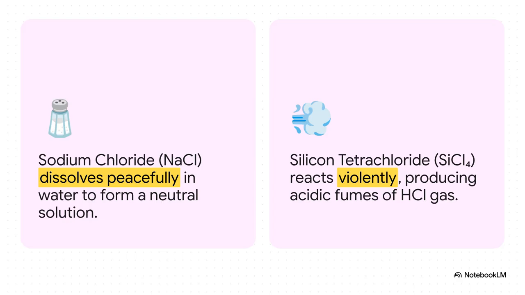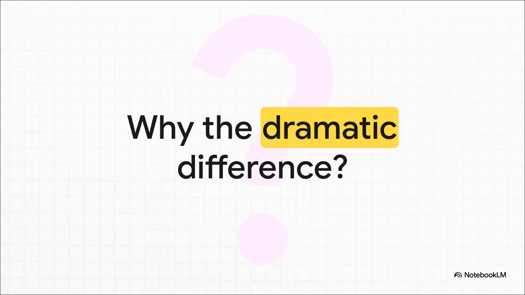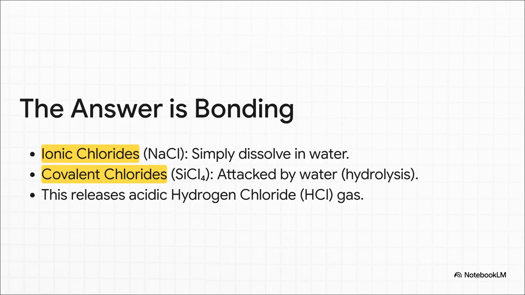We all know what happens when you put sodium chloride, table salt, in water. It just dissolves, peacefully, no drama. But now look at silicon tetrachloride. It doesn't just dissolve, it reacts violently, spitting out these steamy acidic fumes of hydrogen chloride gas. It's a completely different response. So why? Why does one just kind of disappear into the water, while the other one puts up this huge, violent fight? Well, the answer, once again, comes right back down to the fundamental nature of these elements. It's all about the bonding. It always comes back to the bonding.